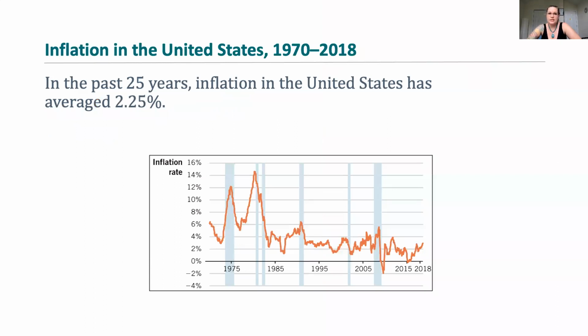Inflation in the United States from 1965 to about 2015 averaged around 4%. This number is high because we saw really excessive inflation, maybe even something that would be considered hyperinflation, in the 1970s. Inflation peaked at 14% in 1980. But most recently, inflation rates have averaged less than 3%.